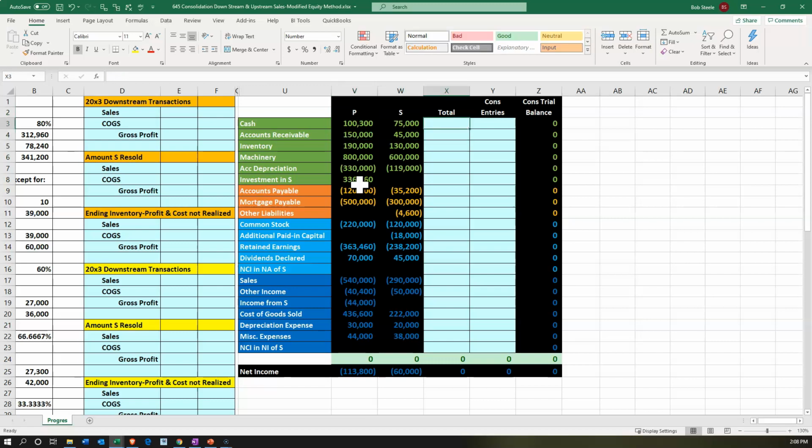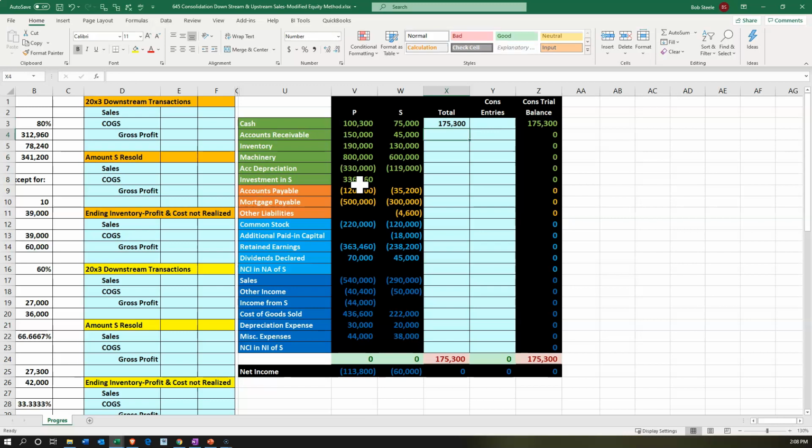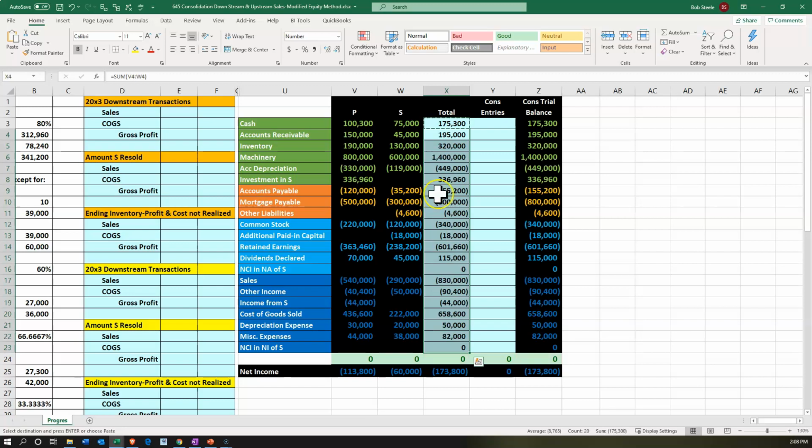Let's go ahead and sum these up for now. I'm going to say, all right, let's sum these up. So we need to do that. I'm going to copy this and paste it down. There's our starting point. So here's basically our starting point. Now we're going to have to do the consolidation entries.